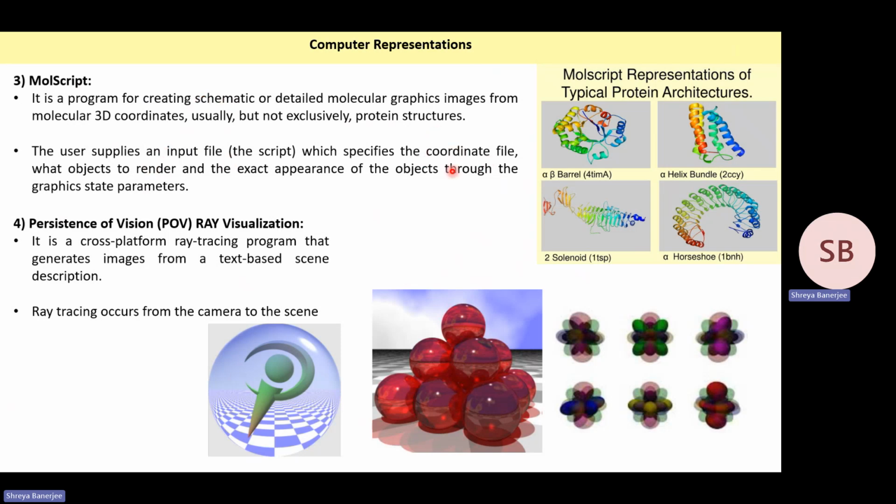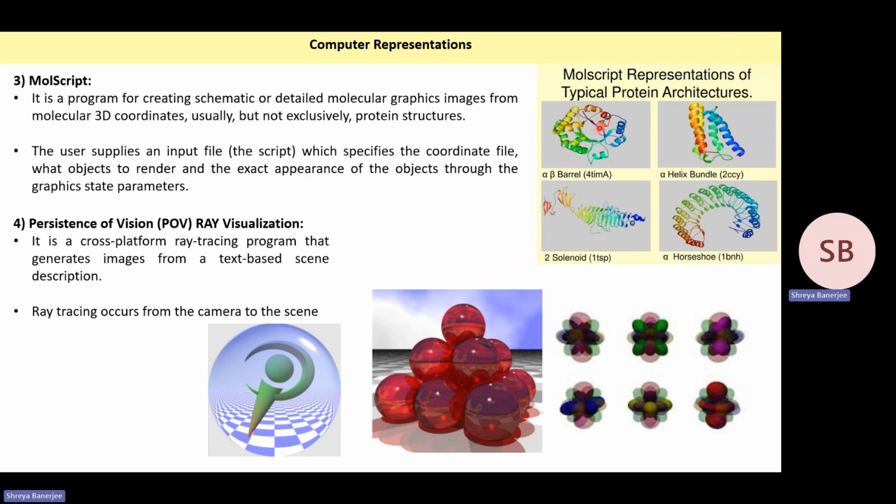And using the XYZ coordinates, the MolScript program can generate the three-dimensional structure of a protein. So these are representations that the MolScript program has generated based on the coordinate file. You can see this is an alpha beta barrel protein.